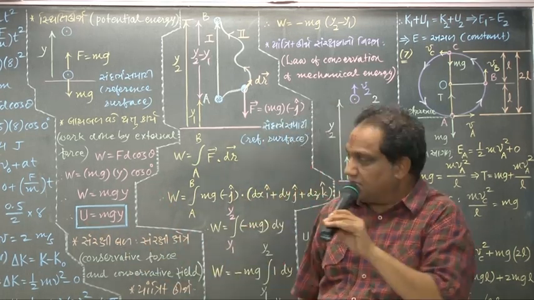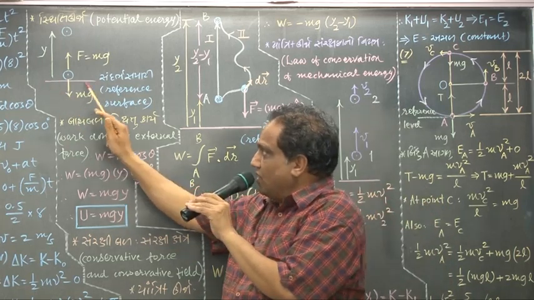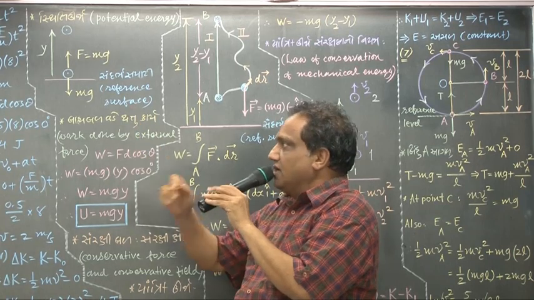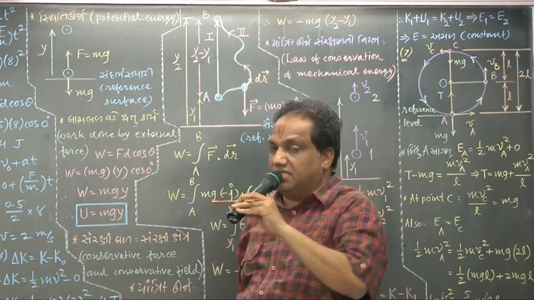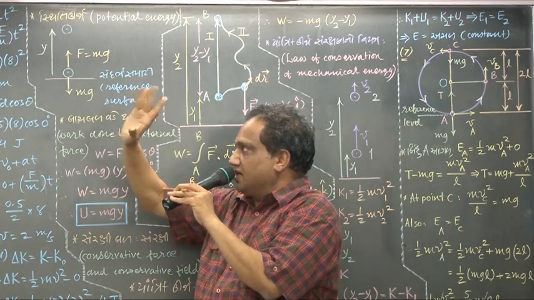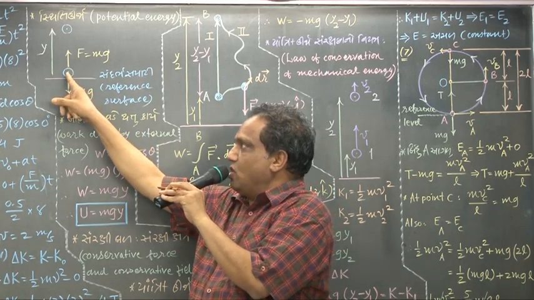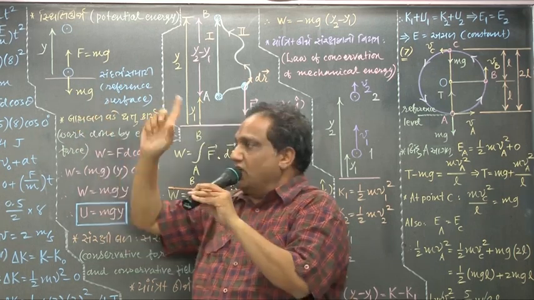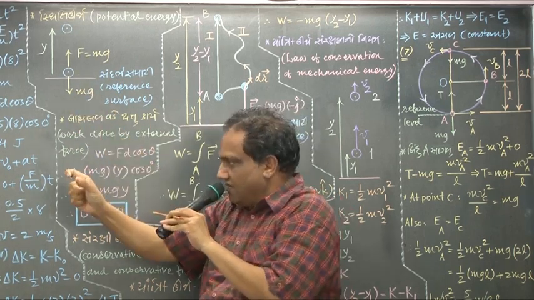I am showing you what that is. Suppose here we have the ground surface, which we take as the reference surface. Generally, the surface of Earth is taken as the reference level, on which there is a body of mass m lying at rest. On the body of mass m, the downward gravitational force is acting. Right? What I do now, I just lift it upwards.